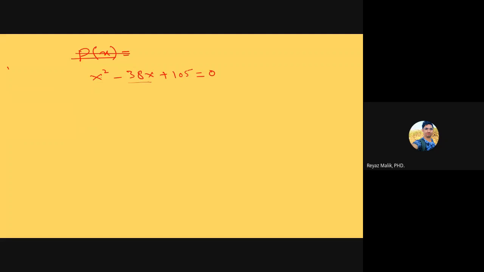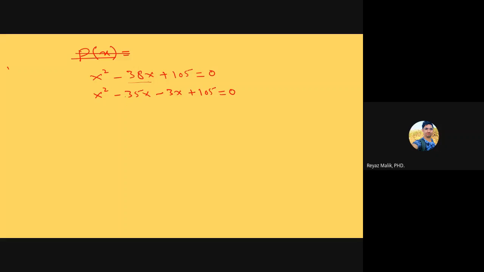So, for example, I have already solved it while practicing. It will be 35 into 3, that will be 105. We do 35 into 3, that will become 105. So what will be the function? The function will be x square minus 35x minus 3x plus 105 equals 0.